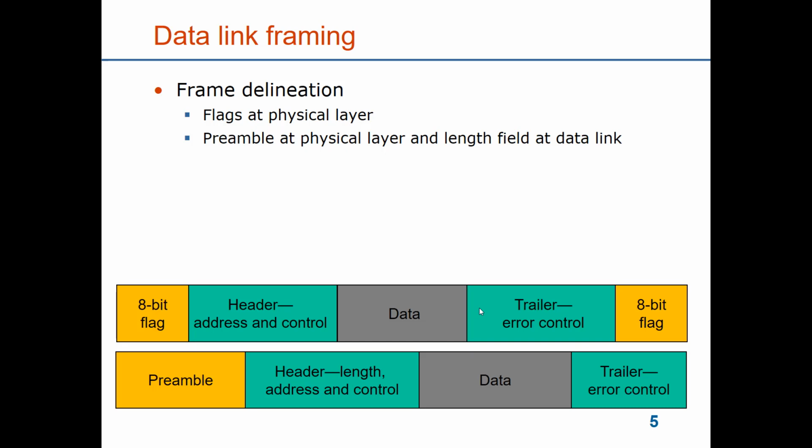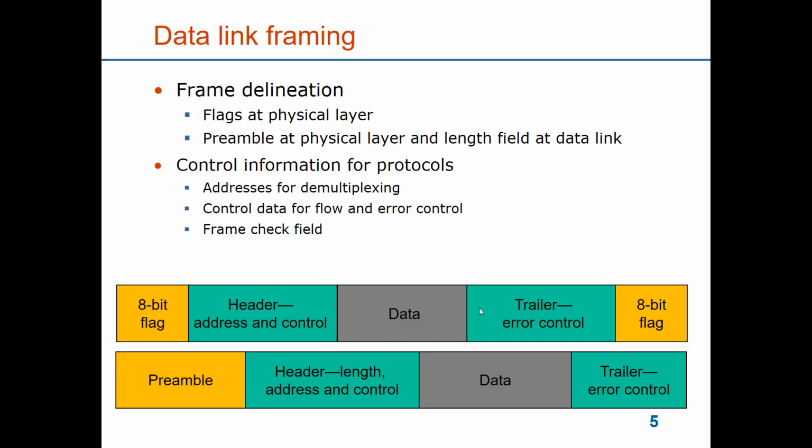In this second format, the frame length is not indicated by an end of frame flag. Instead, there's a length field in the header information of the frame that indicates how long the frame is, so that the receiver simply can count the number of bytes that should be constituting the frame. The contents of the data link frame are the same in both cases.